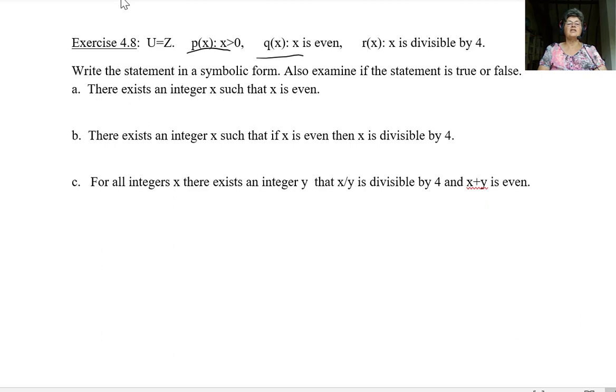There exists an integer, so there is an integer x, so we name it x, and we know it's an integer, so it's from Z, in such a way that x is even. Well, we have a propositional function, Qx, which says x is even. So we have now translated it in a nice mathematical way.